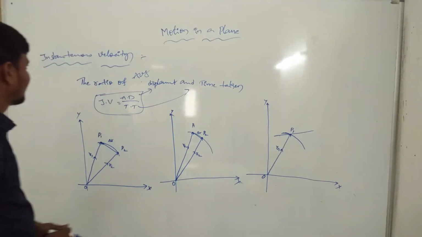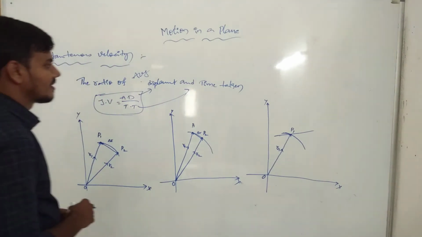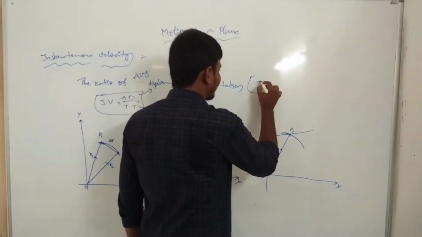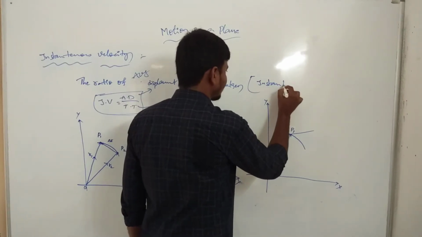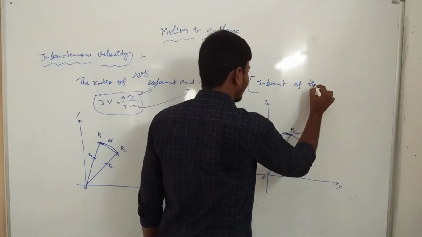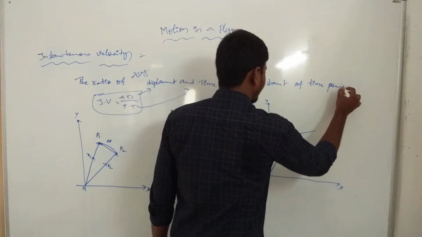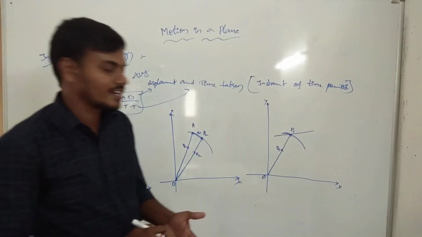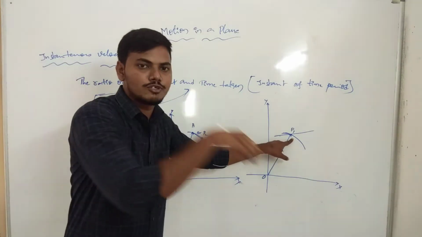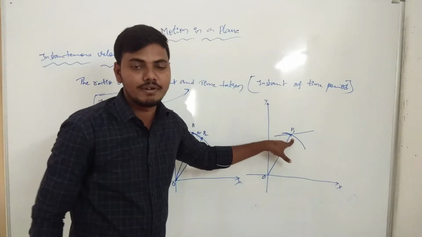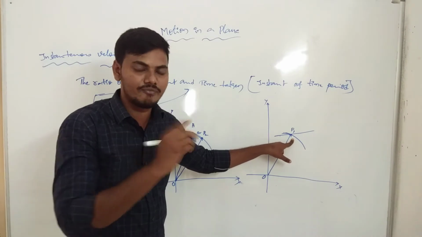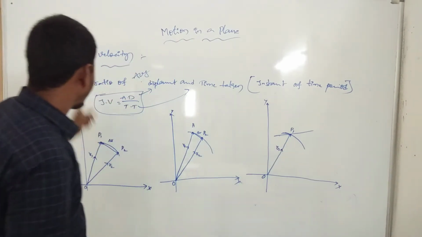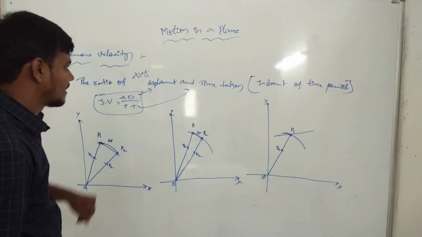Now instantaneous means at an instant of time period. Instant of time period means we take the shortest one, and again we introduce it at the same point, which is known as instant of time period or instant of velocity. Now we apply the ratio of average displacement and time taken.